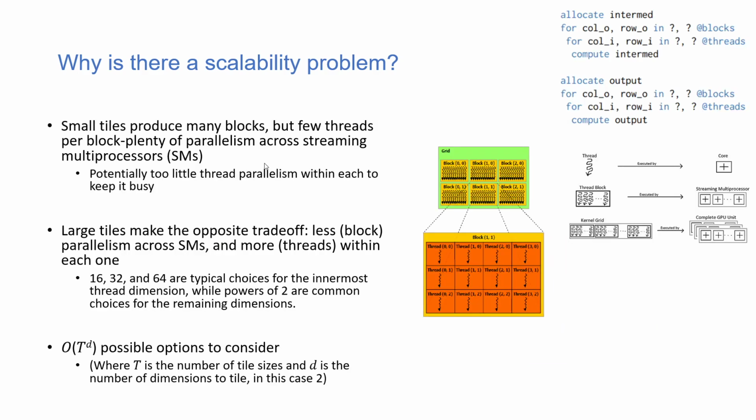The selection of tiles introduces a trade-off. If you have small tiles, it produces many blocks but few threads, and you don't keep the threads busy enough. And if you have large tiles, you have the opposite trade-off. You have fewer blocks but more threads across the streaming multiprocessors. And the sizes that they use look like powers of 2, like 16, 32, 64. Those are typical choices for the innermost thread dimensions, and powers of 2 are common for the remaining dimensions.